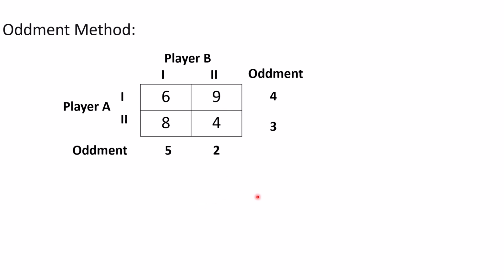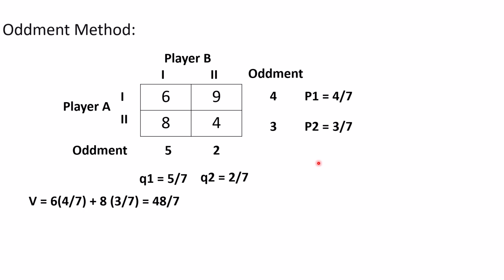So now we can find out the P1, P2 and Q1, Q2. The P1 is equal to 4 by 4 plus 3, that is 7. P2 is equal to 3 by 4 plus 3, that is 7. And Q1 is equal to 5 by 5 plus 2, 7. And Q2 is equal to 2 by 2 plus 5, 7.